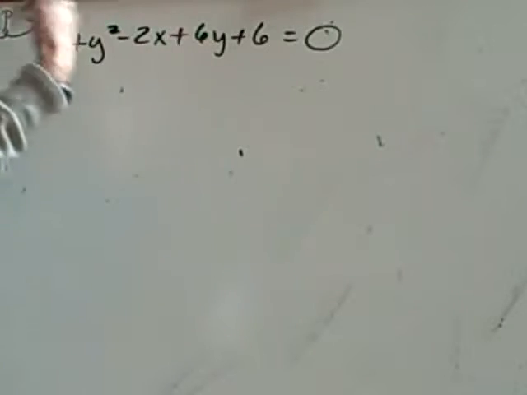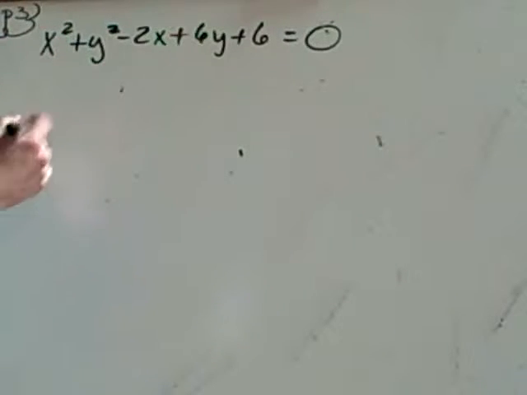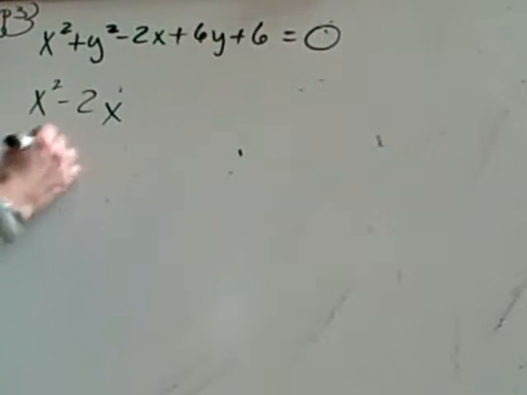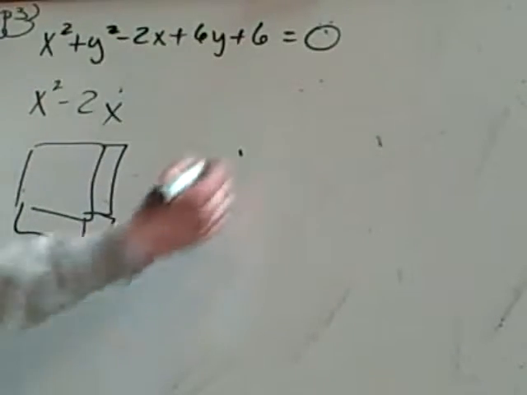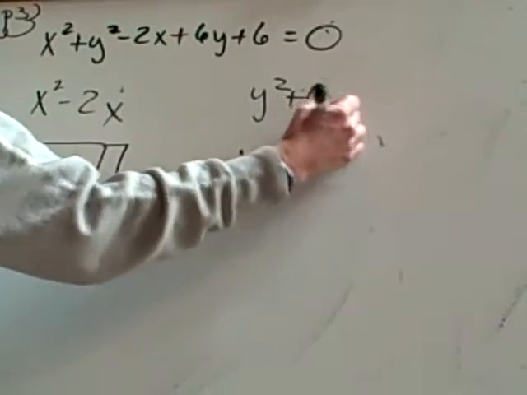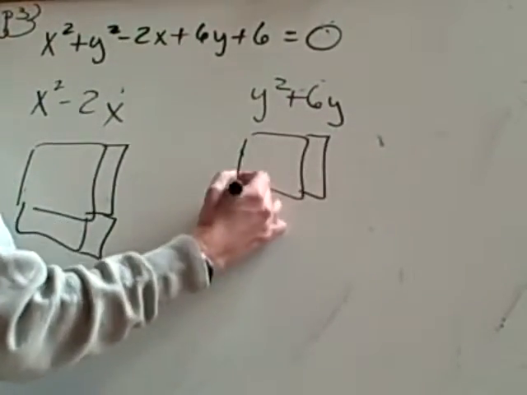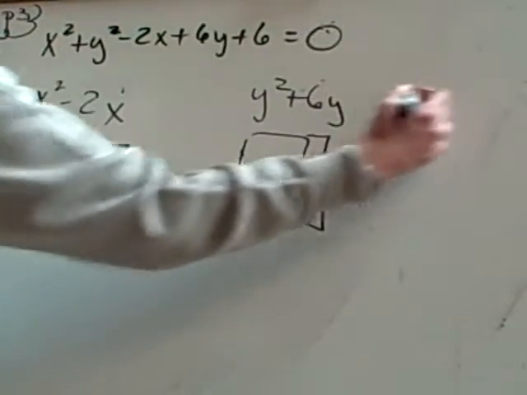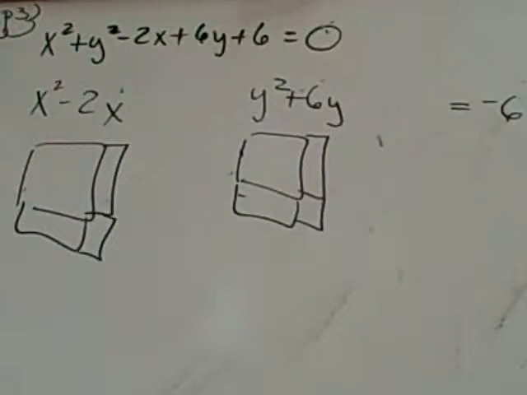We're going to put all our x things together and all our y things together. That's how we're going to separate it up here. You'll notice you have an x squared minus 2x there, and then the little complete the square part. And then you should have a y squared plus 6y, and the complete the square part there. Then on the very last side, you're going to see equals negative 6. Are you with me on that?